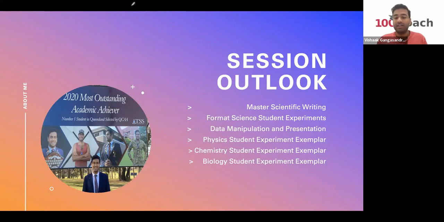So in the section where we're formatting the science student experiments and where I'll be going over how to best format the science student experiment, I'll cover how you can best lay out your assignment to make it as easy as possible for the teacher to give you marks.